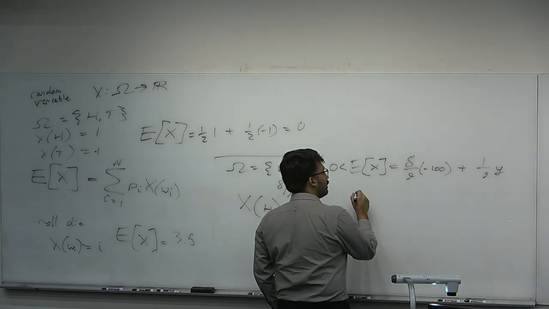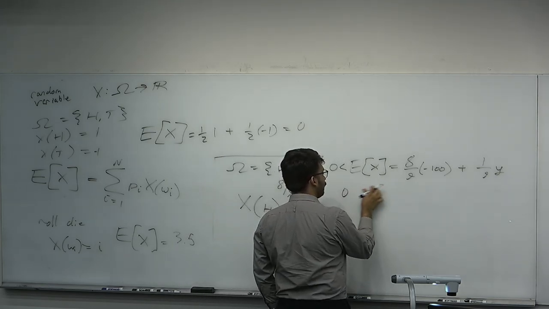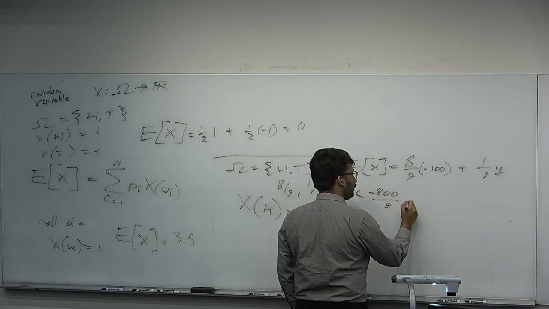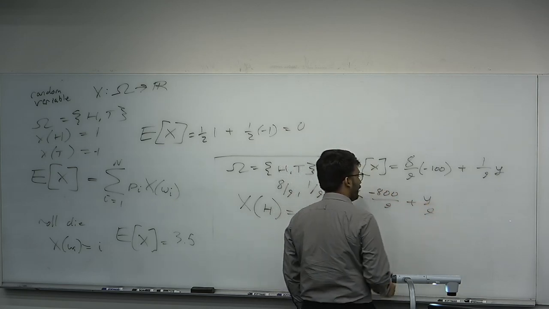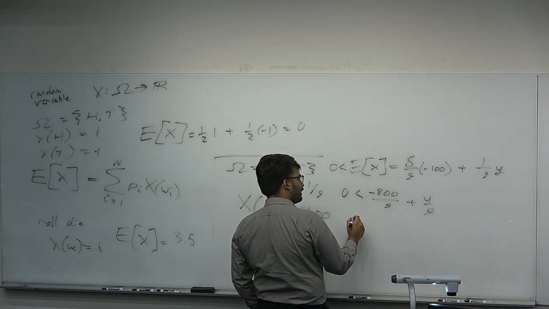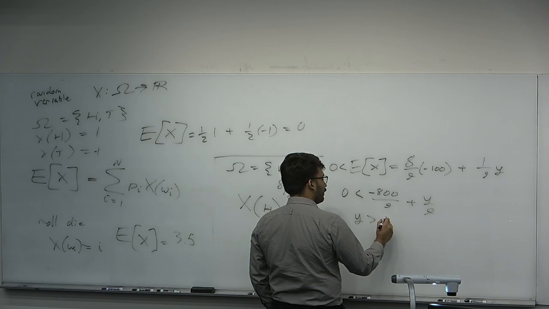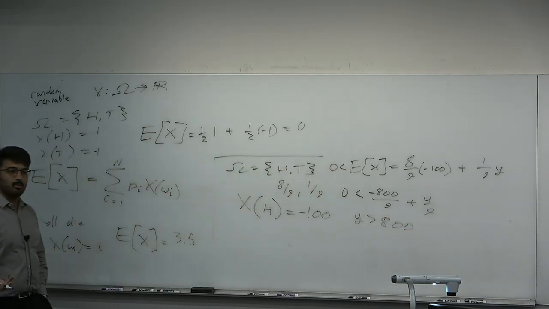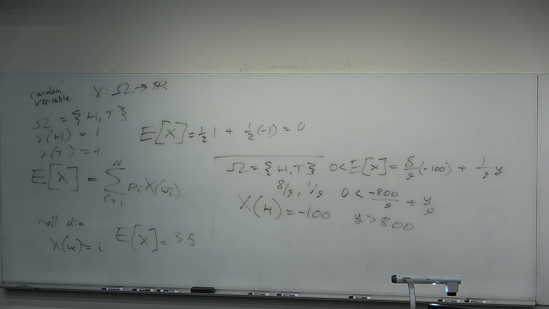So we get 0 is less than negative 800 over 9 plus Y over 9. And from here you can see that we multiply both sides by 9, and we get that Y must be greater than 800, right? So every dollar that we ask above 800, if we're saying give me $900, we have a positive expected payoff. So in fact, even if our odds of winning are lower, the expectation is still pretty high.